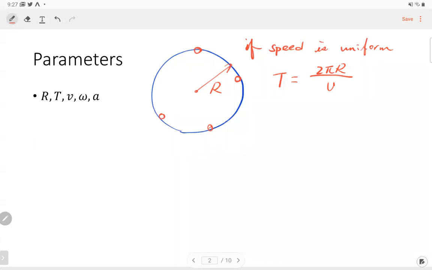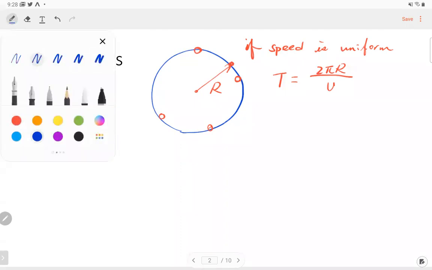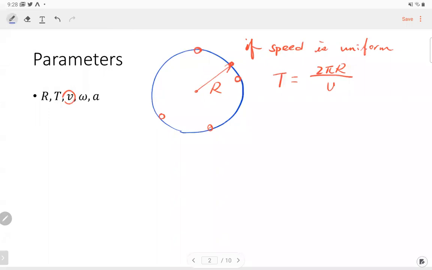And we can also use the period to calculate the speed. Same thing. And the third one is the speed. Speed here is a scalar. If we want to talk about the vector, we use velocity, right? So at any time, anywhere, if the object has a velocity, it includes the magnitude and direction. The magnitude is equal to the change in displacement over the change in time, right? That's the definition of the speed.